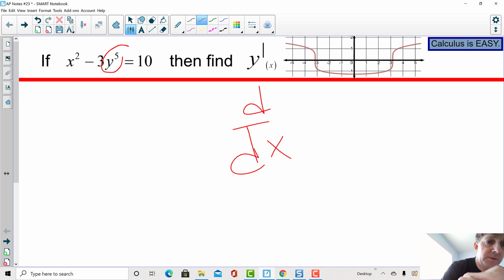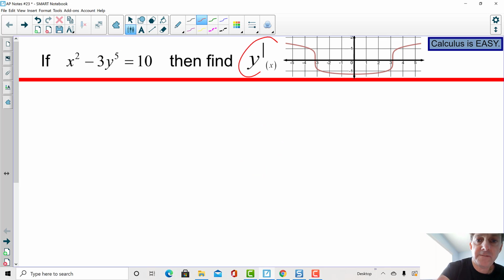So when we do the derivative of this piece, we're going to have to do a y prime as well. But that's good because we're trying to find y prime. So let's have a look. The derivative of the first piece is going to be 2x, and that's it.